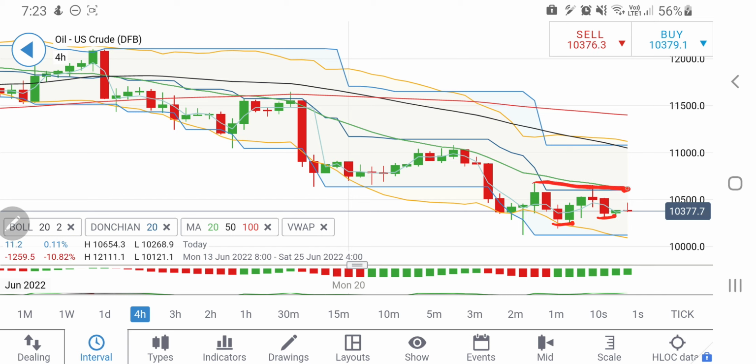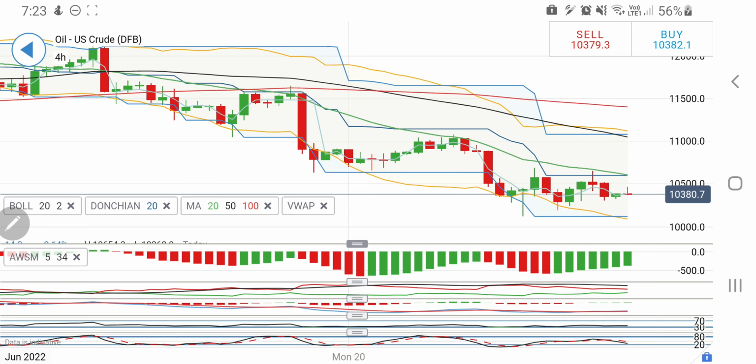Once it trades above 106.5, it will directly land at 108, and then 110 levels can also be expected. On the downside, once it trades below 103, I will look forward to 102 levels. The first support 101, the next support, and then it will breach the $100 level also.